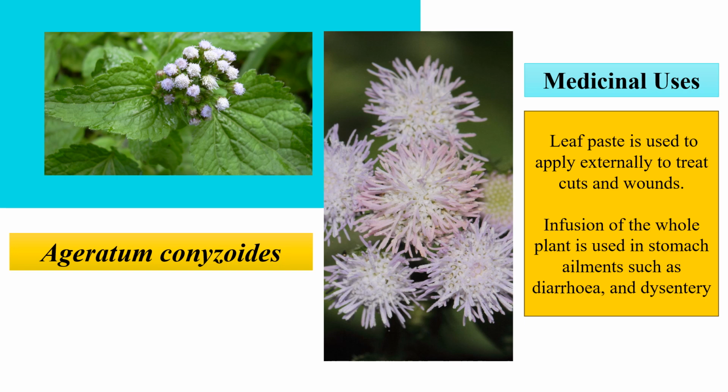plant. They have ovate to lens-like leaves that are oppositely arranged, and you can find the flower most of the year. The leaves have a very aromatic, unpleasant smell, but medicinally, this plant is highly important. Leaf paste is applied externally to treat cuts and wounds, that I have discussed, that they act as a first aid. And an infusion of the whole plant is used in stomach ailments such as diarrhea and dysentery.